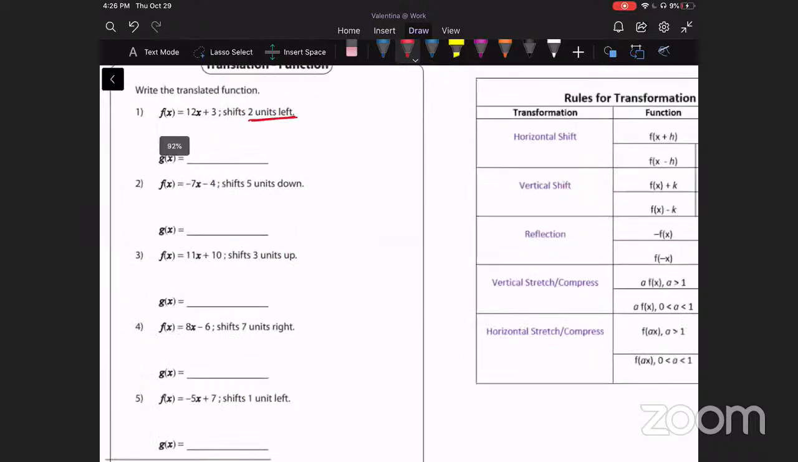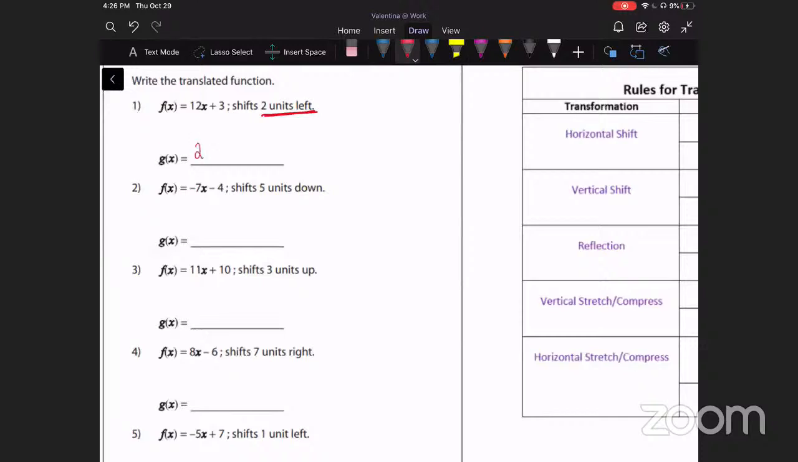Remember, it's like the opposite. So in this case, we would be looking at taking 12x, and we want to move to the left, right? So that's towards the negative. So yeah, we will be adding. We're going to say x, and it's 2 units, so plus 2, and then plus 3, and then you can expand that out. 12x plus 24 plus 3. So g of x is equal to 12x plus 27.